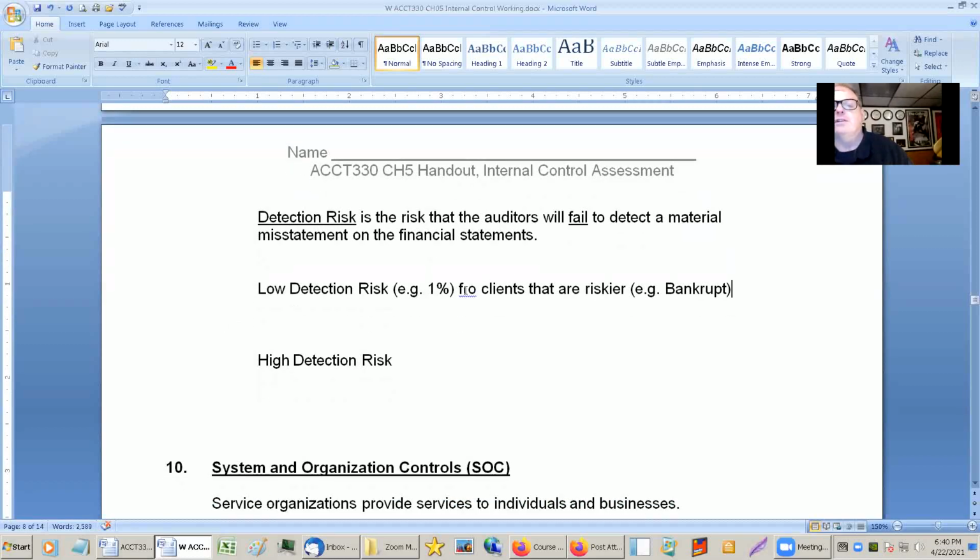So low detection risk is for clients that are riskier. So what does this mean? This means more testing.